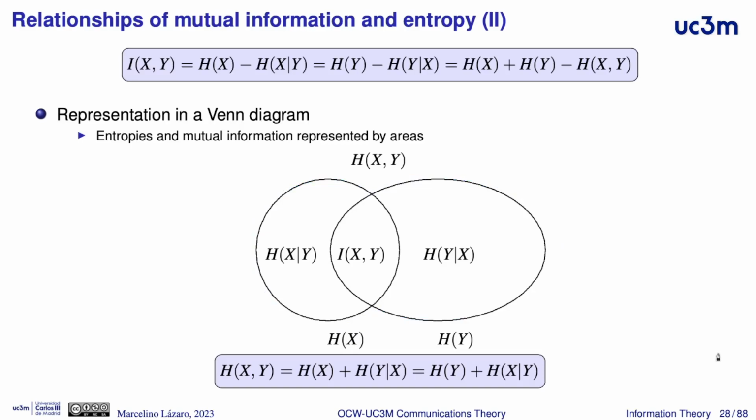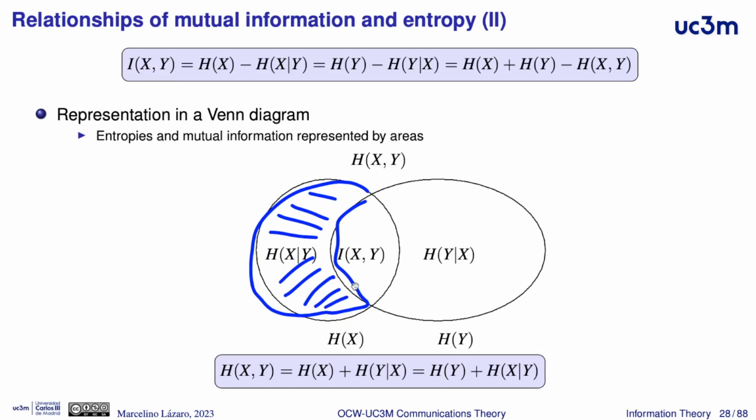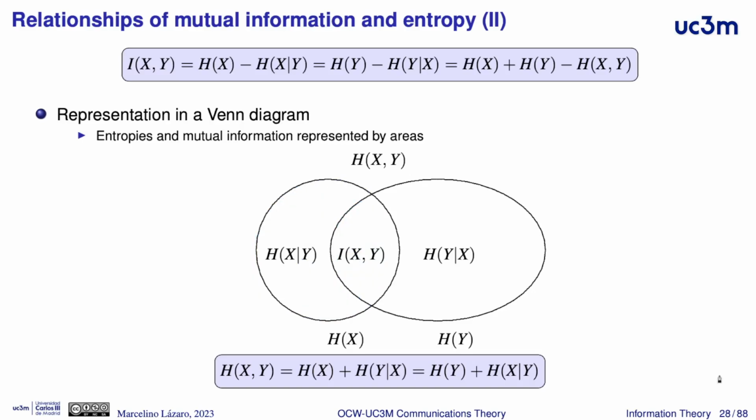The conditional entropy of a random variable given the other one is the area of the circle representing this random variable minus the overlapped area. In this case, the entropy of x given y will be given by the area of the circle representing the entropy of x minus the area of the circle that represents the entropy of y. Finally, the mutual information represents the area of the intersection between the two circles. This is the mutual information.